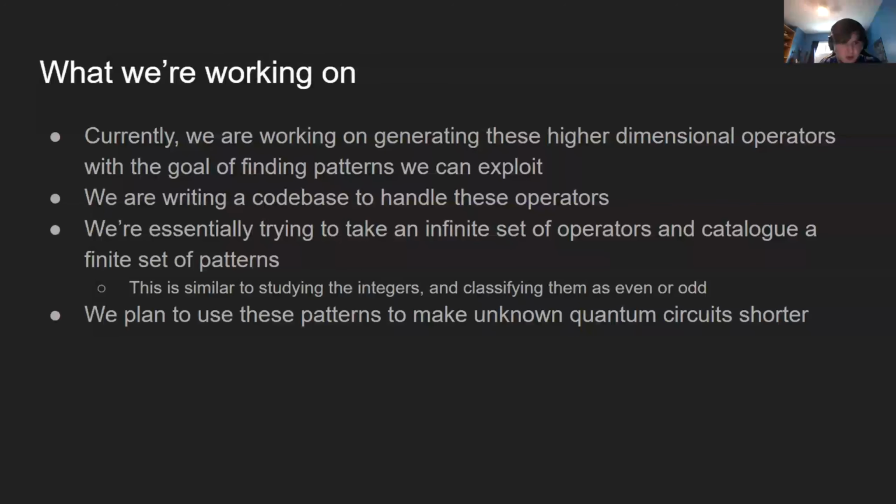So currently, what we're doing is we're looking at these higher dimensional analogs of the operators, and we're trying to find the patterns that we've exploited. We've written a code base to start dealing with that, and we've started cataloging a finite set of patterns that we're caring about. Essentially, because there's an infinite set of these operators, but compared to infinity, there are significantly fewer characteristics we actually care about. It's like if you take the integers and you can look at them as even or odd, for example.